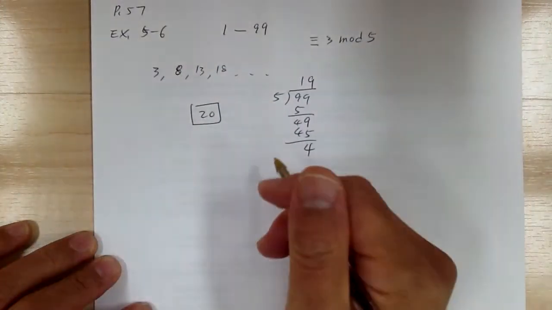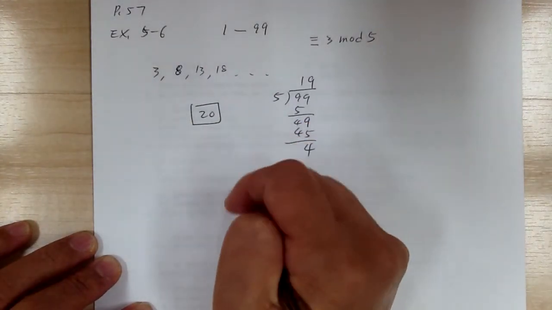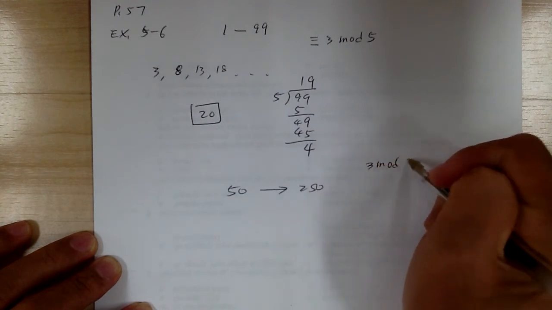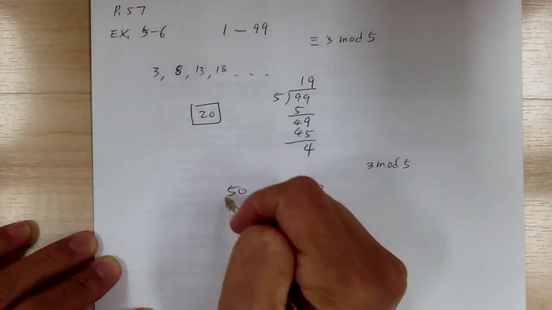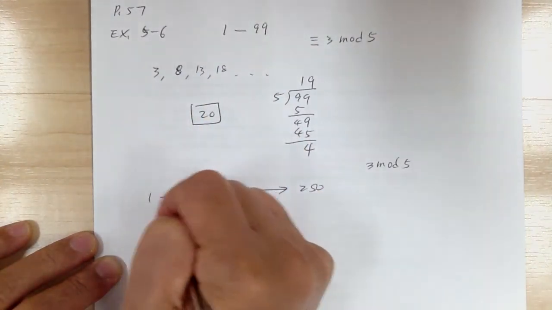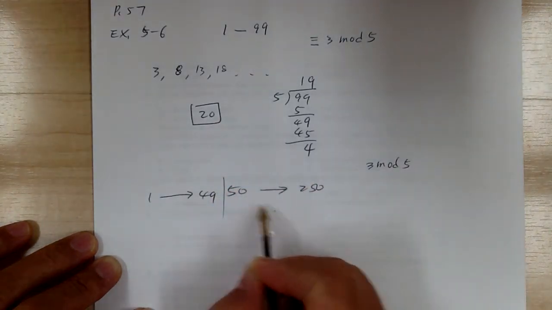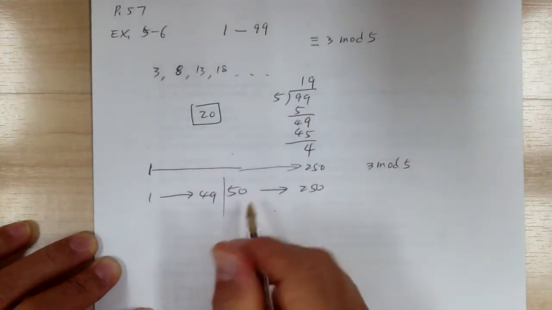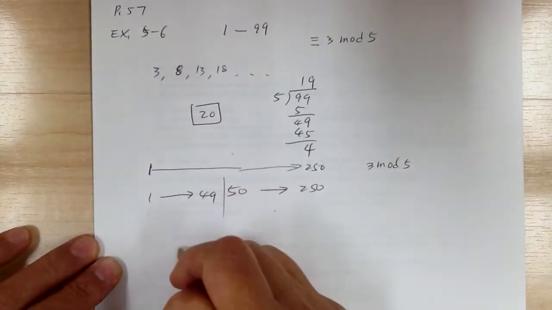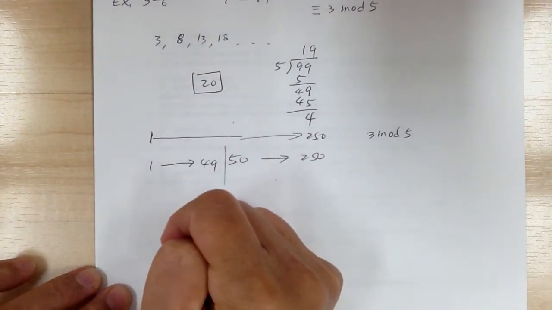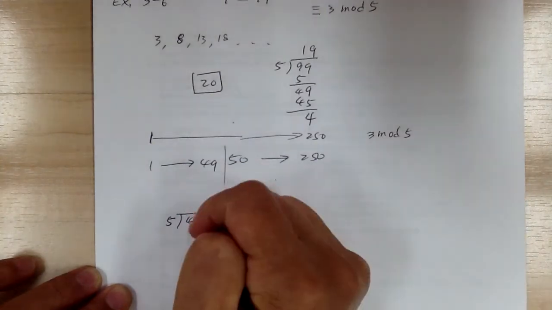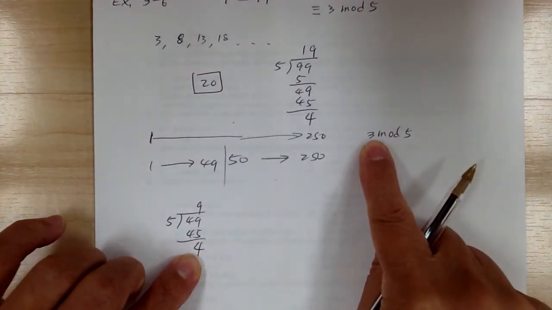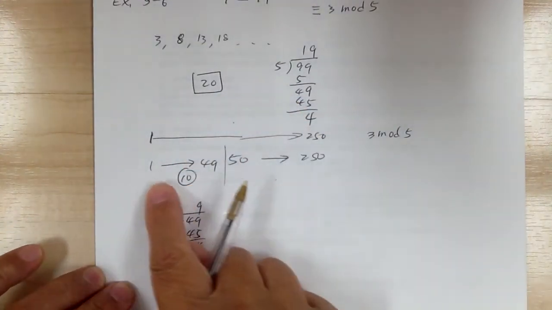Now let's do another example. Let's say you're doing from 50 to 250. How many 3 mod 5 are in here? In this case, notice that you are missing 1 through 49. To figure this out, you start from 1 all the way to 250, figure out how many, and subtract this part. So for 1 through 49, let's divide by 5, since you want 3 mod 5. That gives 9 with a remainder of 4. Now the remainder is bigger than 3, so you have to add 1. So there are 10 numbers from 1 to 49.